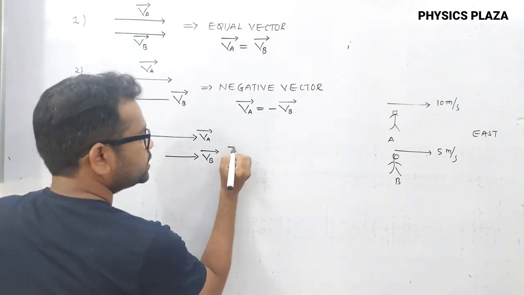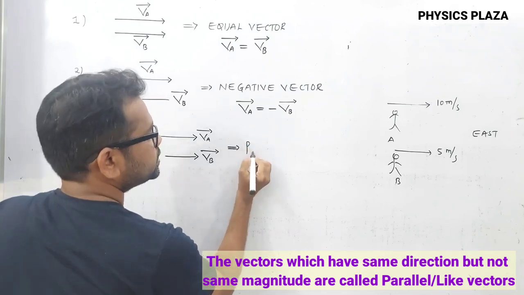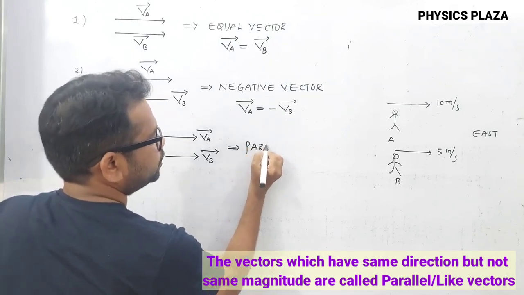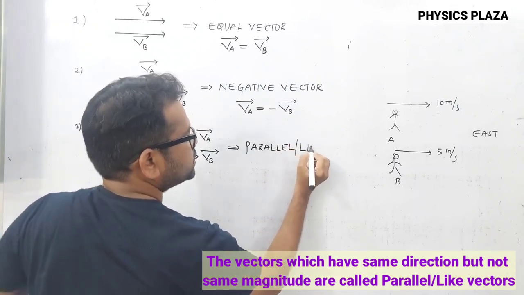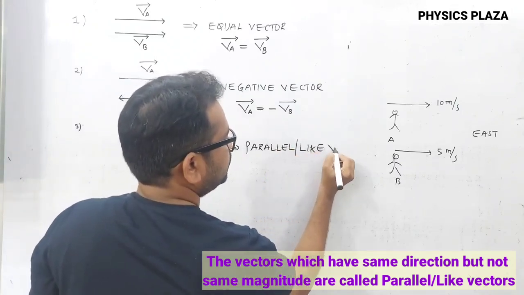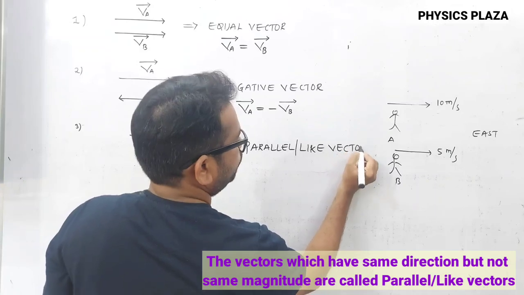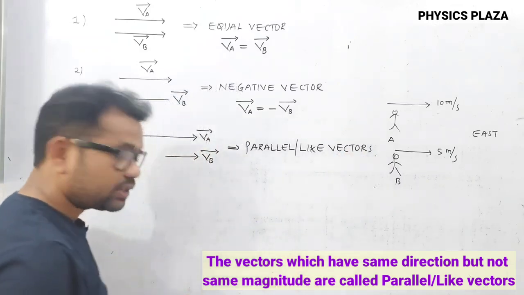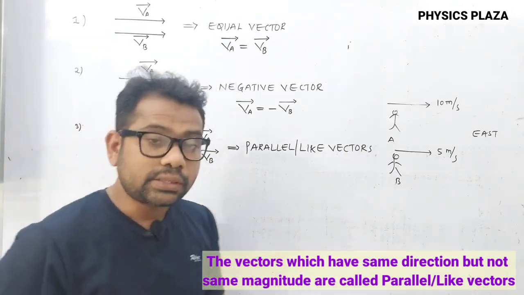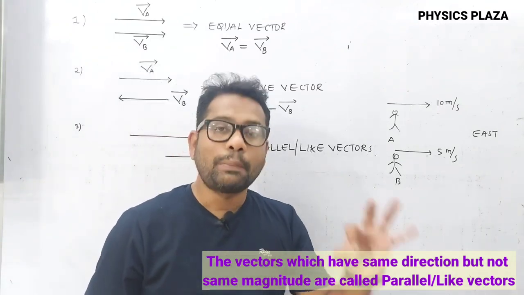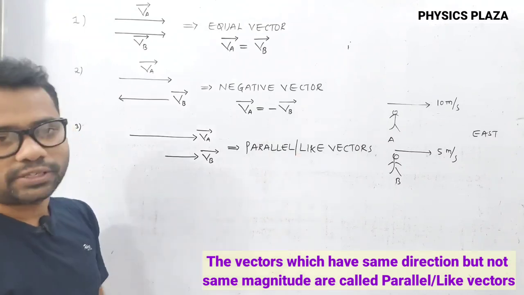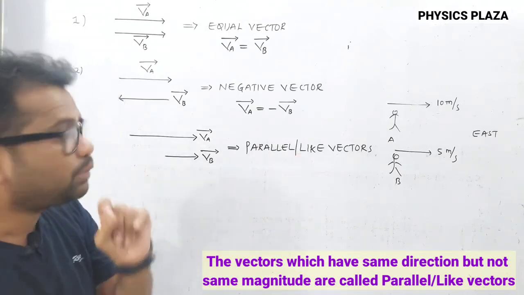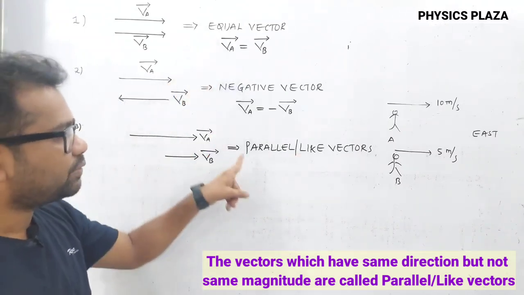So these vectors are called parallel vectors, or like vectors. So what are parallel vectors or like vectors, children? The vectors which have different magnitude but same direction are called parallel vectors. It's very important. So equal vectors are parallel vectors.